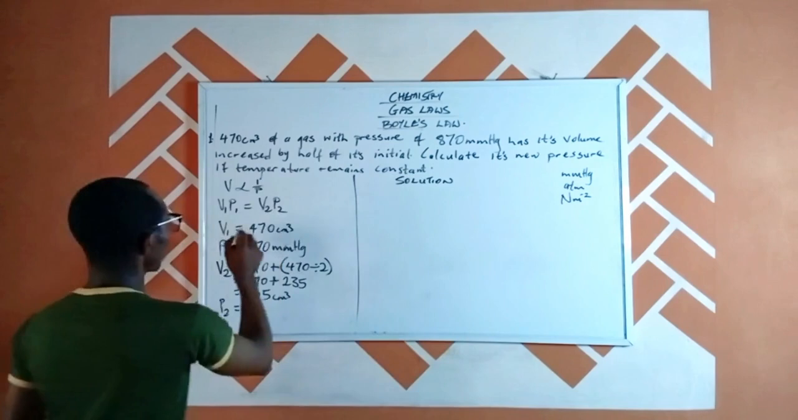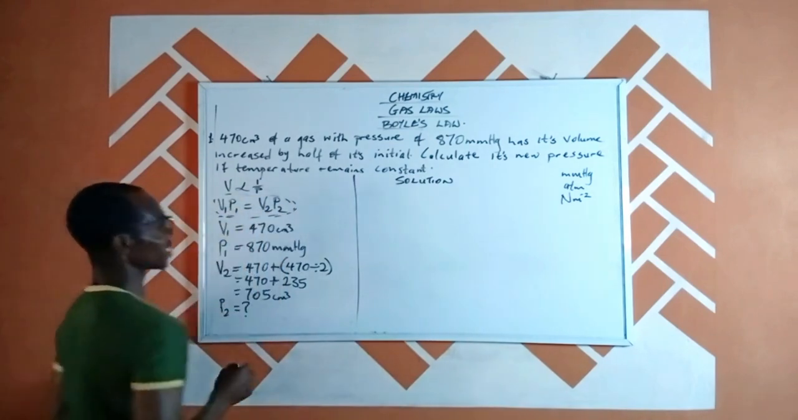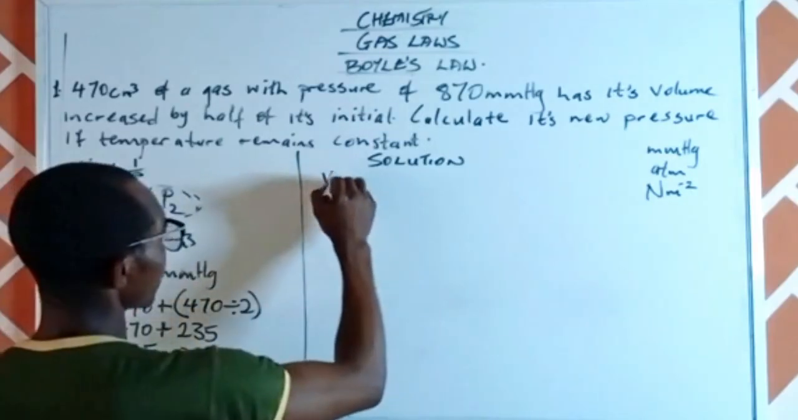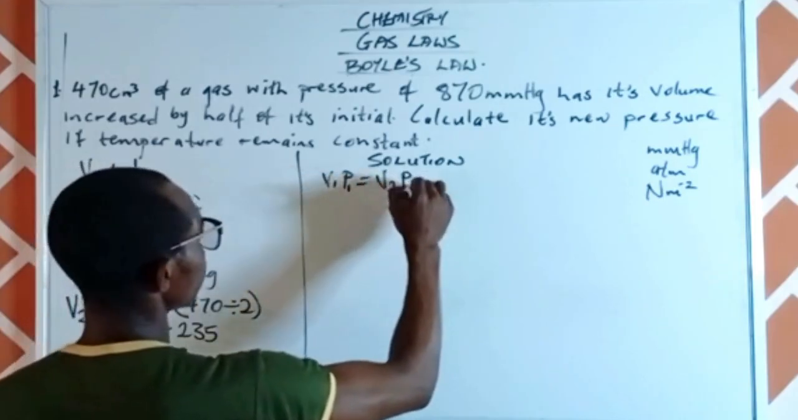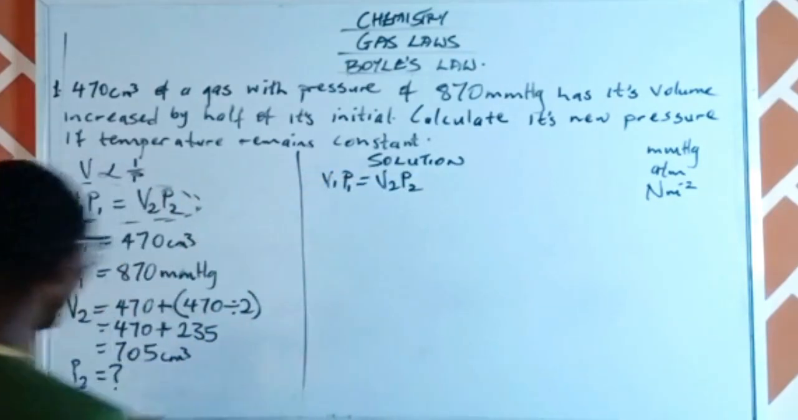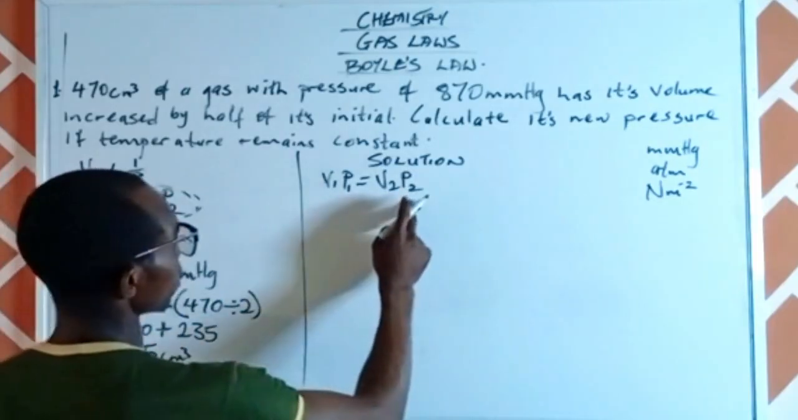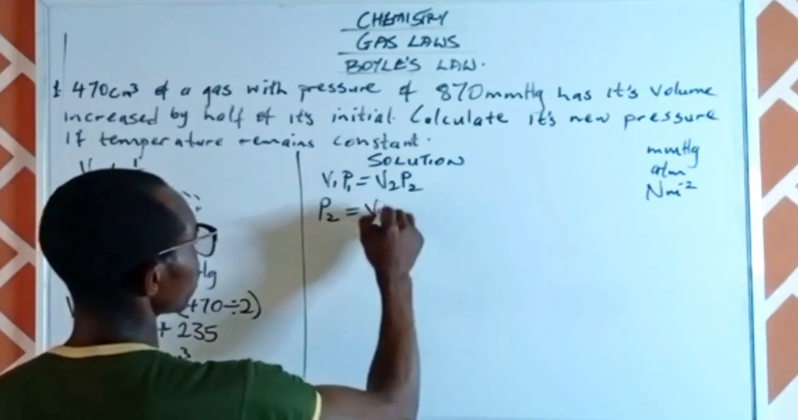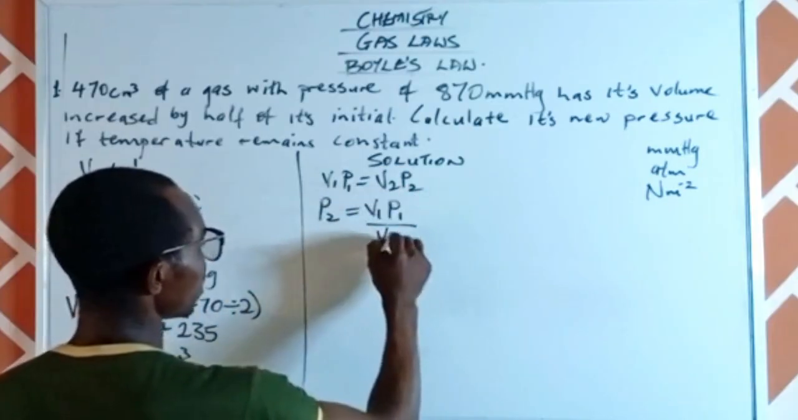Solution. We are making use of this value here. This value here is what we are going to make use of. That is the formula that we'll be using for this question here. So we have our V1 P1 equals V2 P2. Since we are looking for P2, let us make P2 subject of the formula. Making P2 subject of the formula, we will have P2 equal to V1 P1 over the coefficient of P2, which is V2.